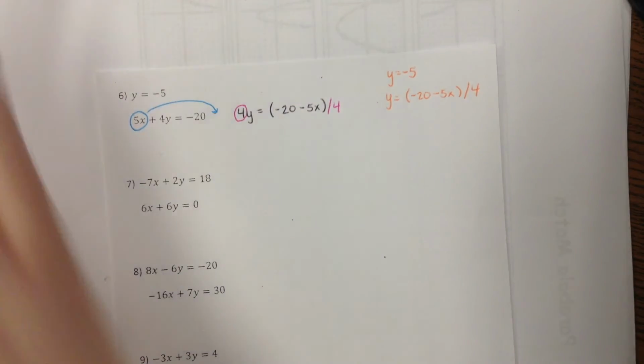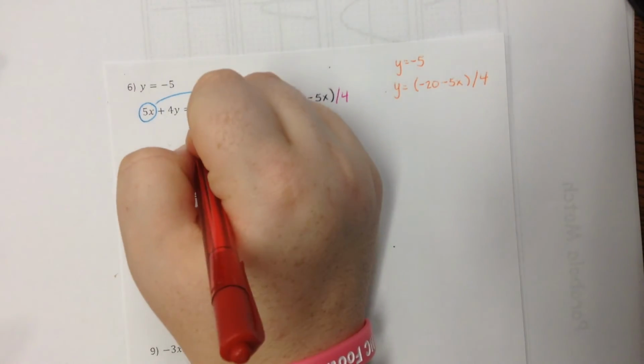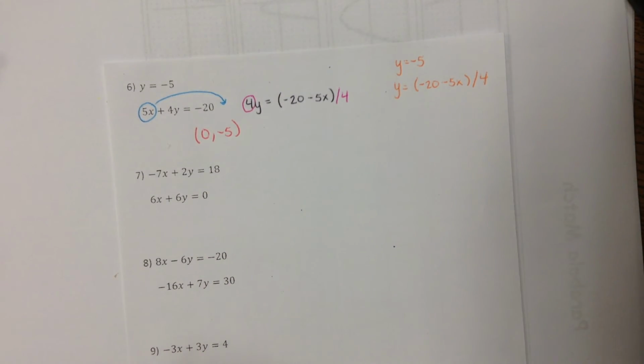Okay, so our solution on this one is in fact 0, -5. In parentheses. Remember, it's a coordinate, so you do have to have it in parentheses with a comma.